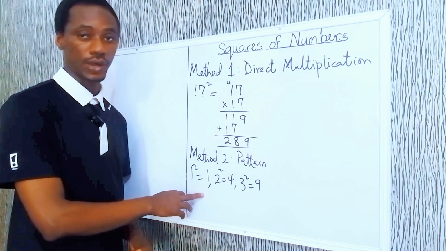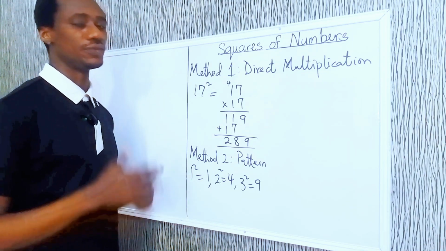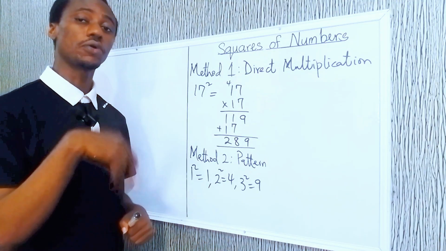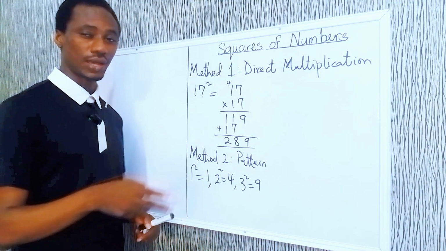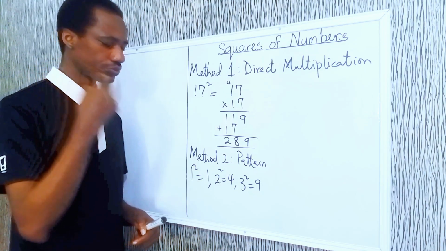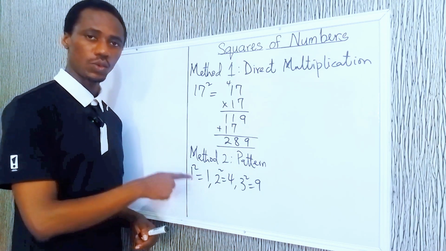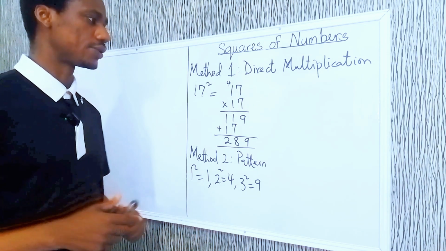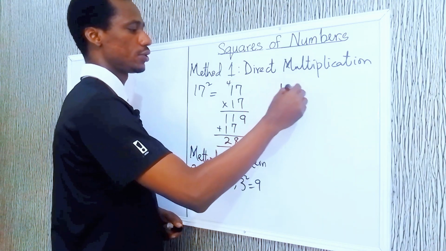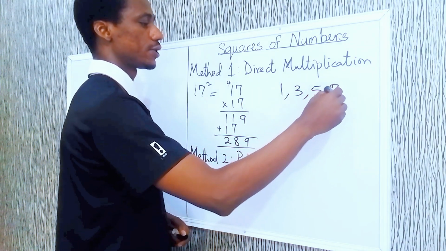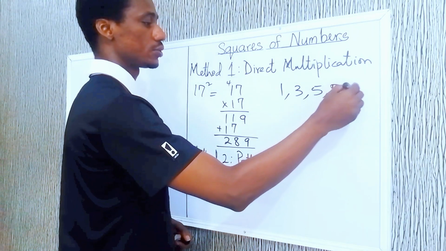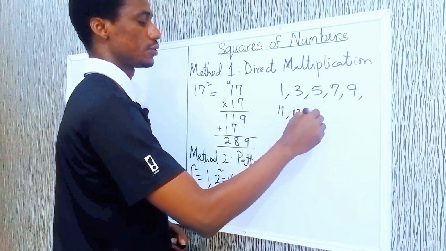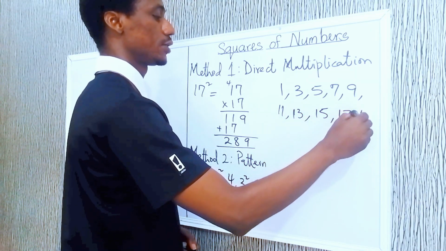Starting from 1 squared is 1. If you know the square of 1 and you're going to the square of 2, you add the second odd number to 1. The second odd number is 3. Let's write out the odd numbers: 1, 3, 5, 7, 9, 11, 13, 15, 17, 19.